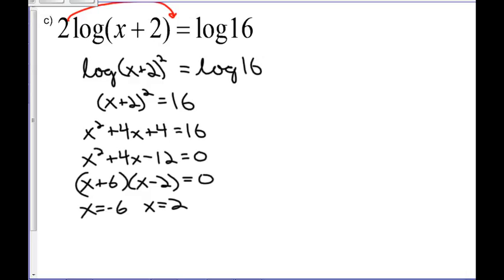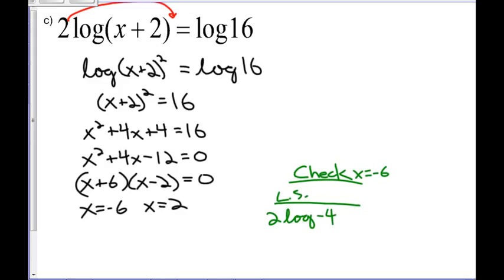So let's check this one in its original form. We'll check x equals negative 6. Okay. So the left side would be 2 log of negative 6 plus 2. That's negative 4. Oh no, we can't do that. This is right out. Okay, let's check x equals 2.